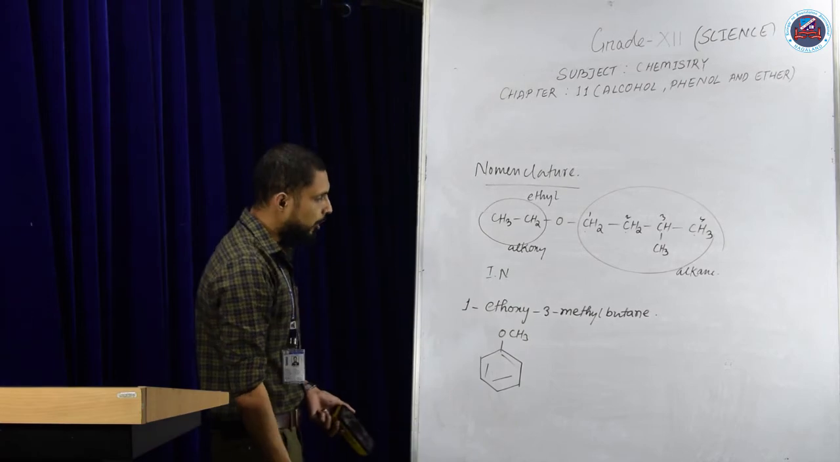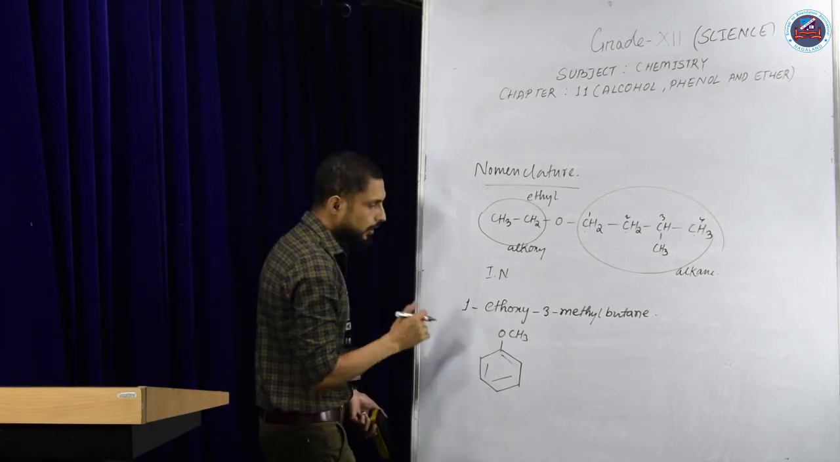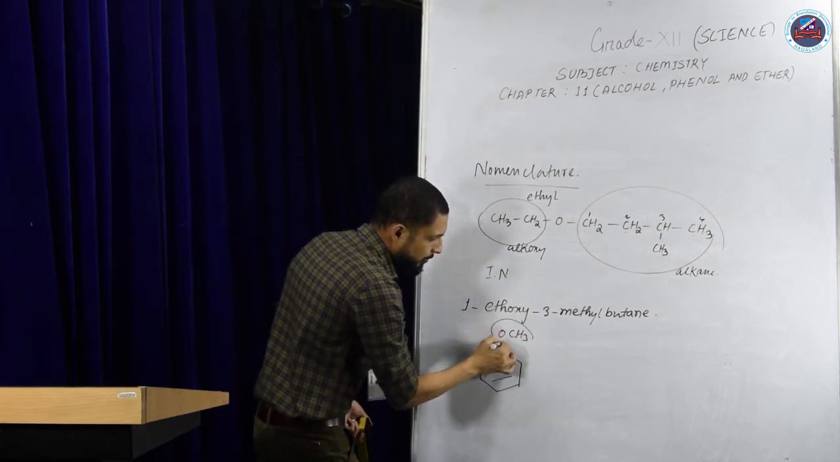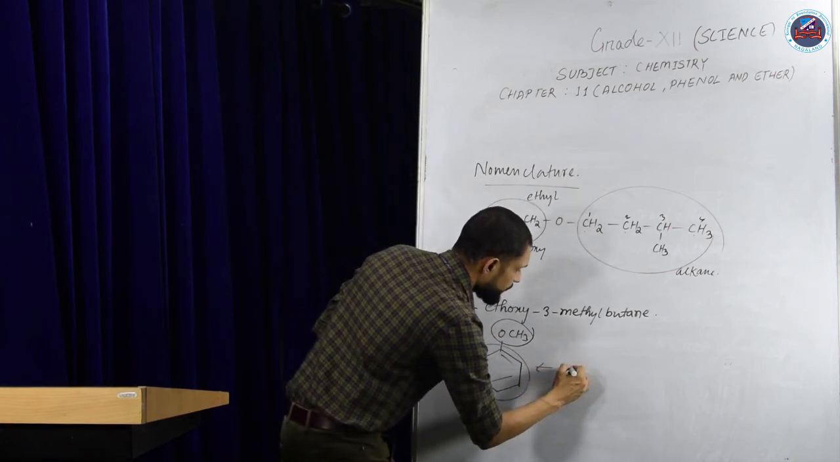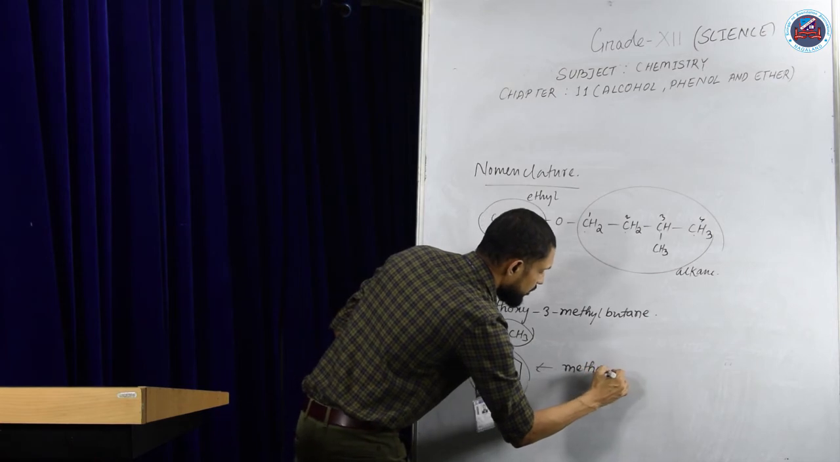Now here, what is the IUPAC name of this compound? Again here, this will be alkoxy alkane. So the name of this compound is methoxybenzene.